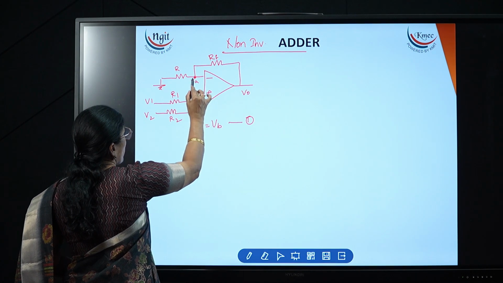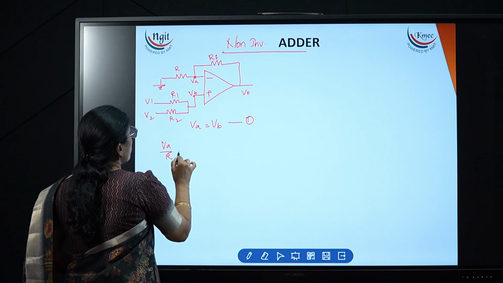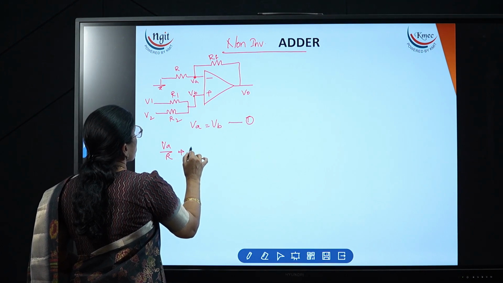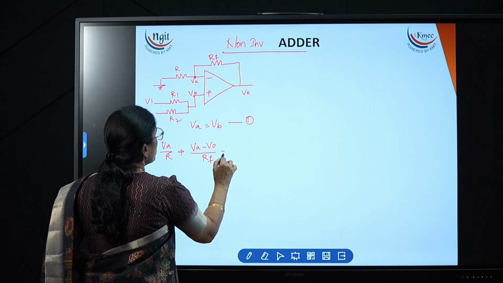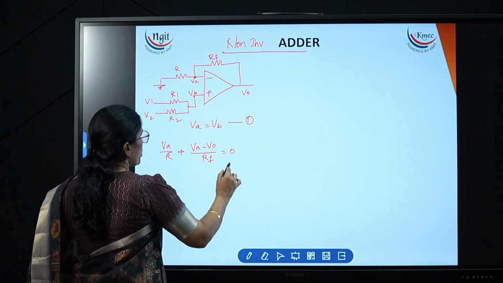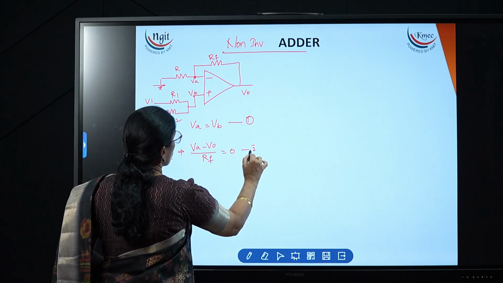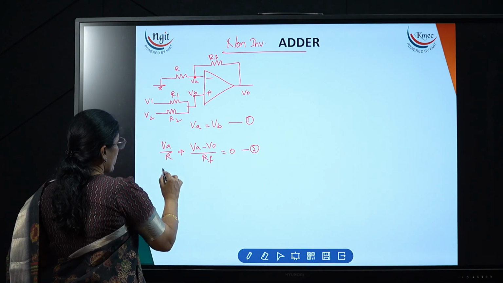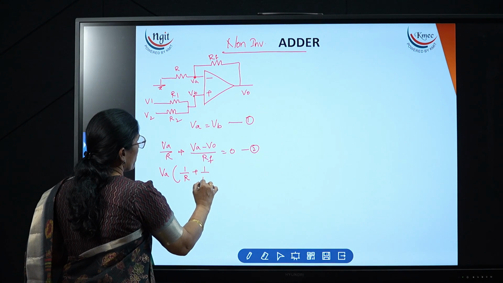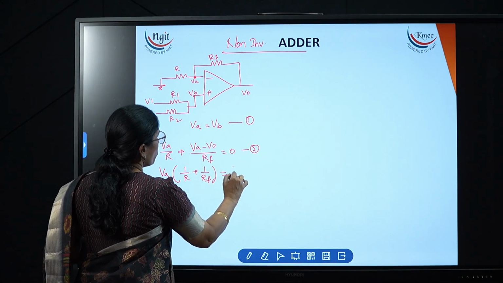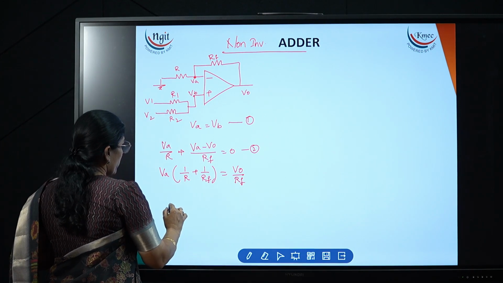And now here, if I apply the nodal analysis, VA by R plus VA minus V0 by RF is equal to 0. So this is expression number 2. So from this we can write VA times (1 divided by R plus 1 divided by RF) is equal to V0 divided by RF.